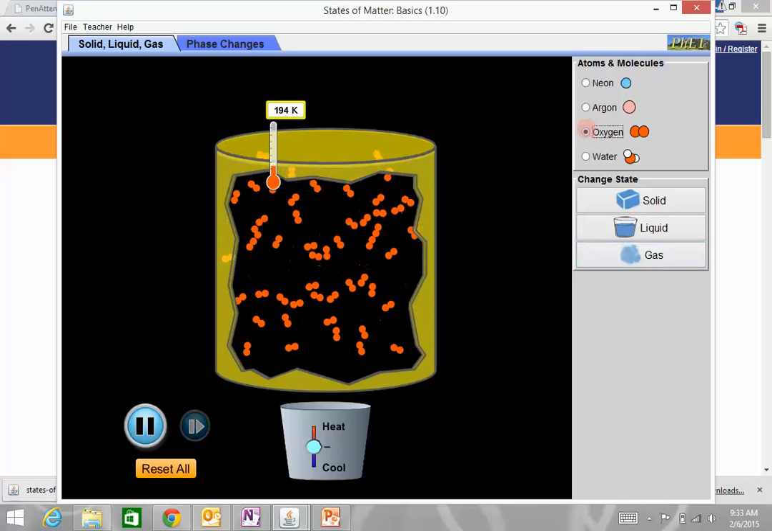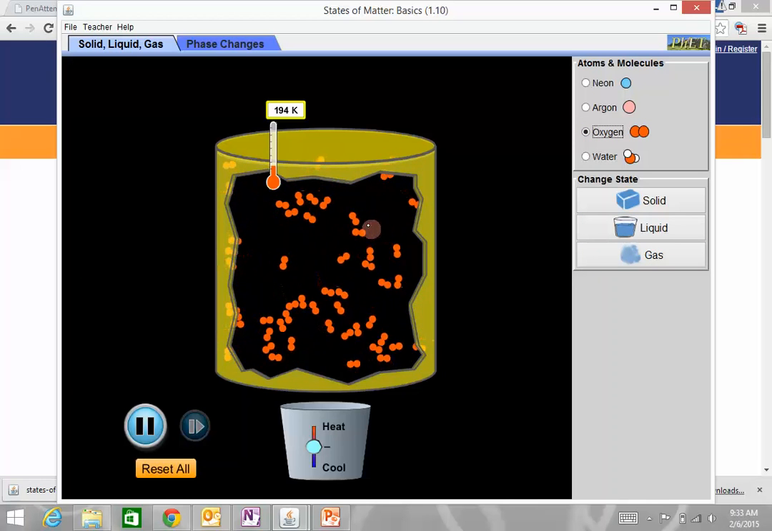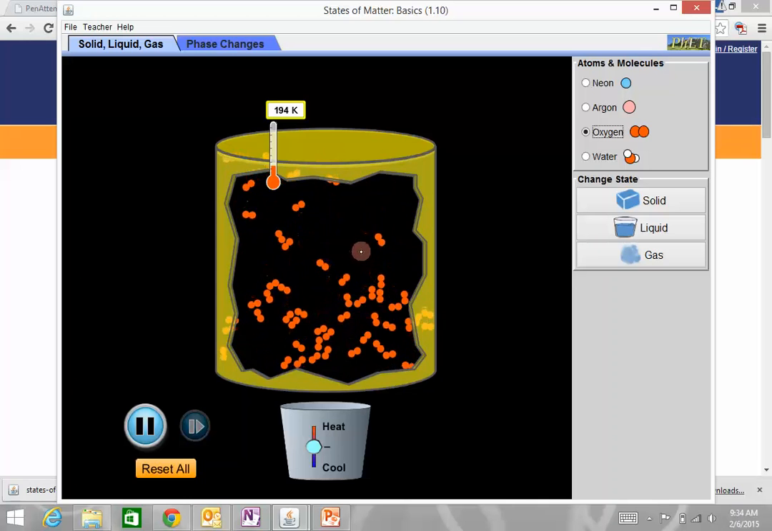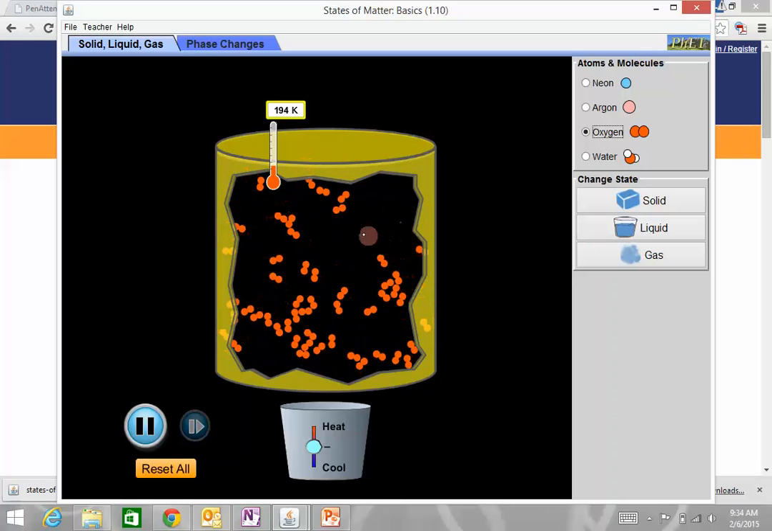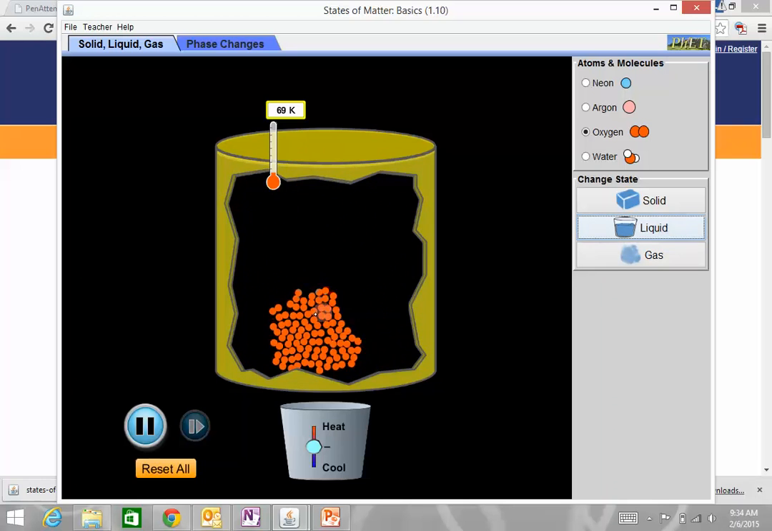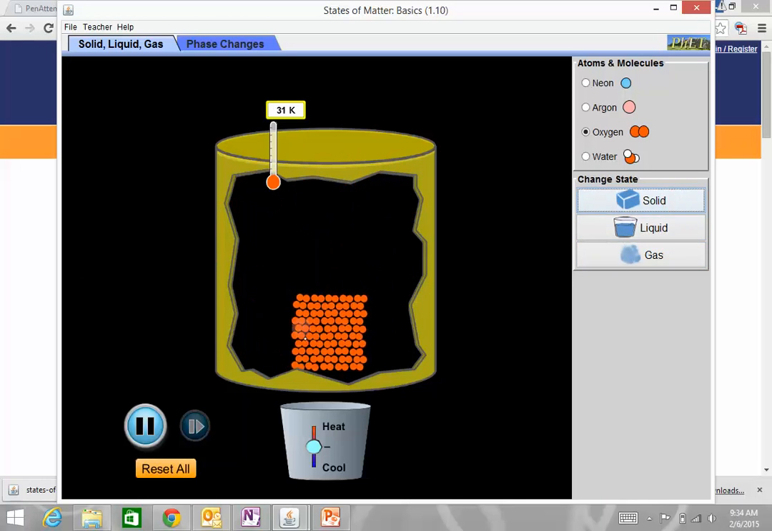Let's look at oxygen. This is the gas phase for oxygen, and you can see oxygen comes in O2. You don't find an oxygen atom by itself. You always find them as O2. Let's look at the liquid phase of oxygen at 69 Kelvin. This is the liquid phase, and here is the solid phase for oxygen. Now let's look at water.